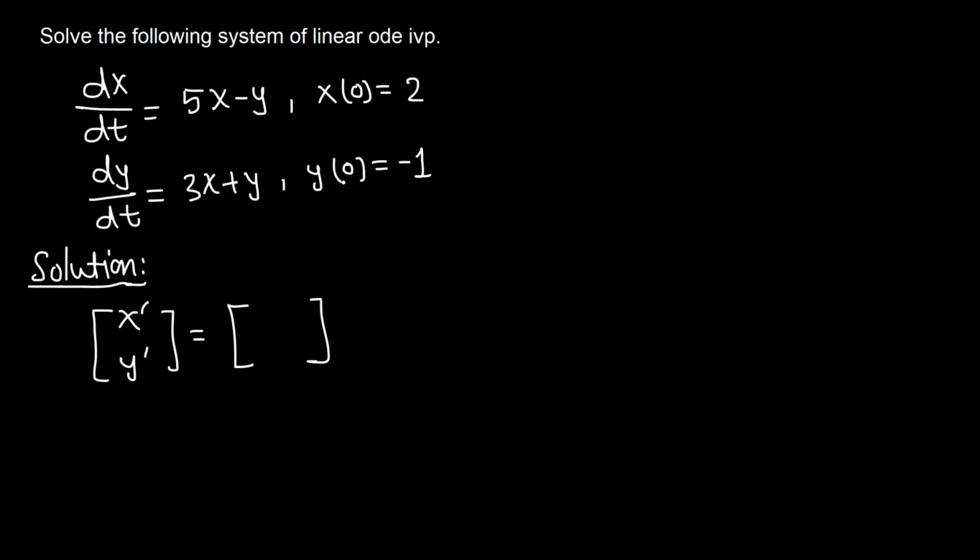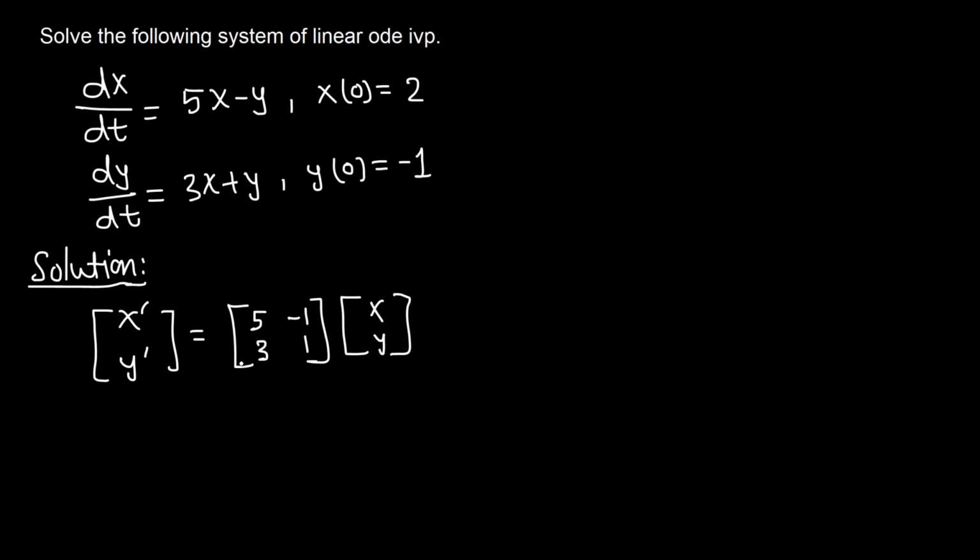So we can write this system in terms of matrix notation. On the left, x prime, y prime. X prime means derivative with respect to t. So here 5, negative 1, 3, 1, I'm just writing the coefficients, times x, y. Okay, if you multiply, you're going to get these two equations.